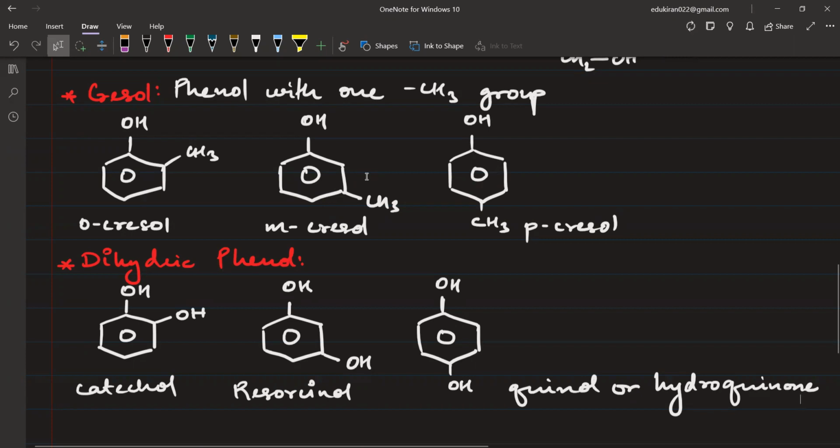Whenever you start doing some questions on alcohols, phenols, ethers, I will suggest that you go through these cresols and dihydric phenols, catechol, resorcinol, once. Whenever you open the notebook, you start with this, so that you don't pressurize yourself on remembering these things in one sitting.